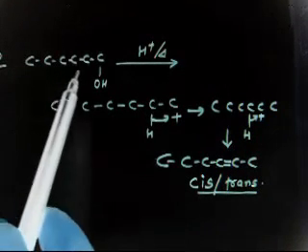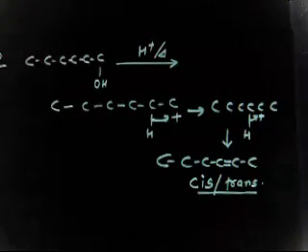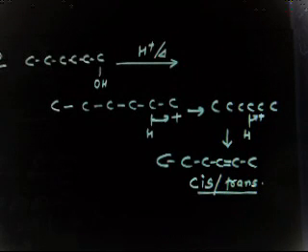You cannot write this. You cannot make a terminal alkene. You have to make an internal alkene. That is the rearrangement of carbocation. That is the important part of this case.